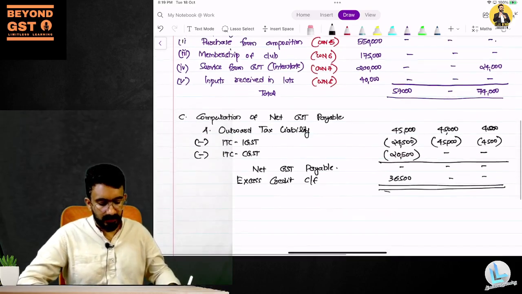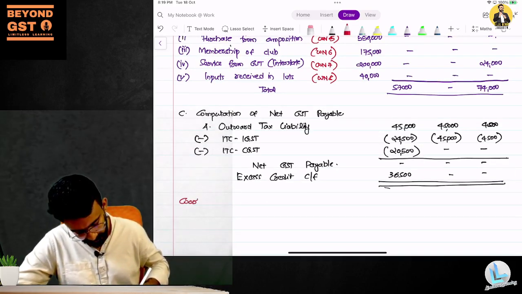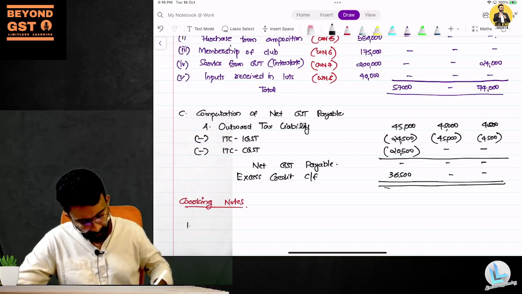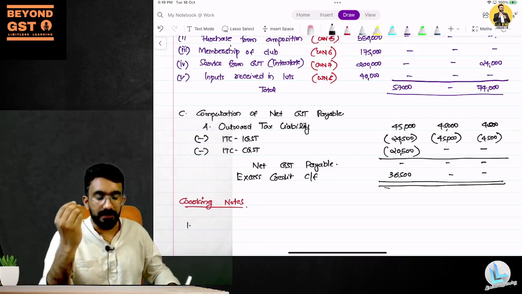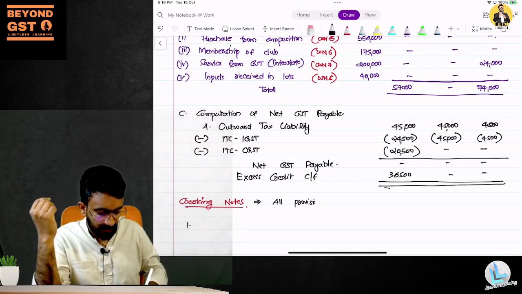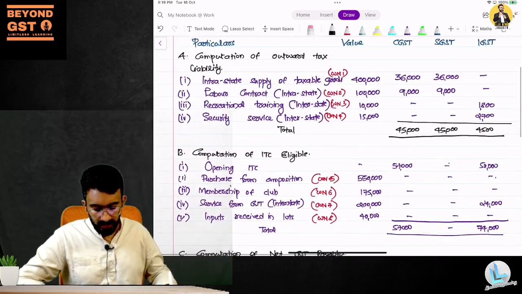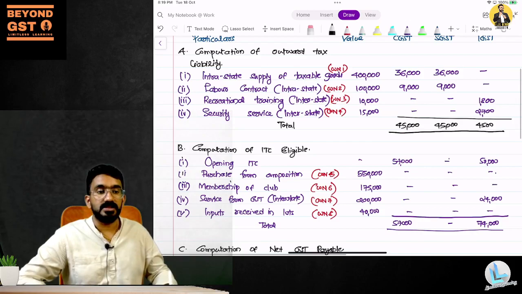Are you guys clear? Now, how do I write the working note? All provisions. I'll give you an exam tip. If you're writing all provisions from CGST Act, then you write common wordings, all provisions from CGST Act. Don't keep writing CGST Act, CGST Act again and again. Enough. Now the first working note would be in case of advance received.